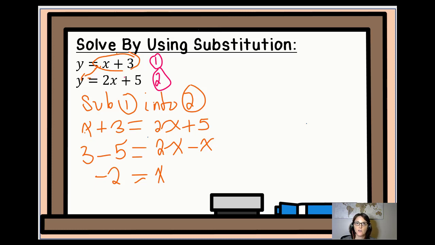So what we could do is we can take that x equals -2 and substitute it into either equation 1 or 2. I'm going to substitute it into equation 1. It looks a little bit easier to work with.